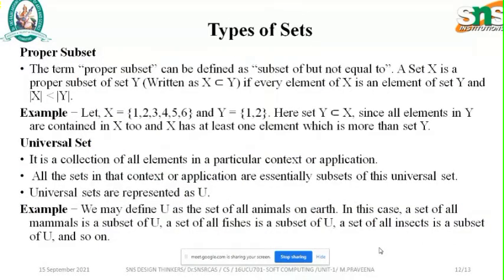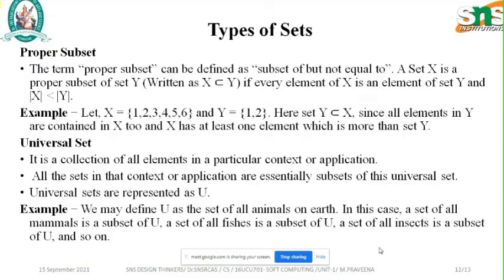Next, let us see about the proper subset. Why we use the term proper subset: it can be defined as subset of but not equal to. That is, subset of but not equal to.